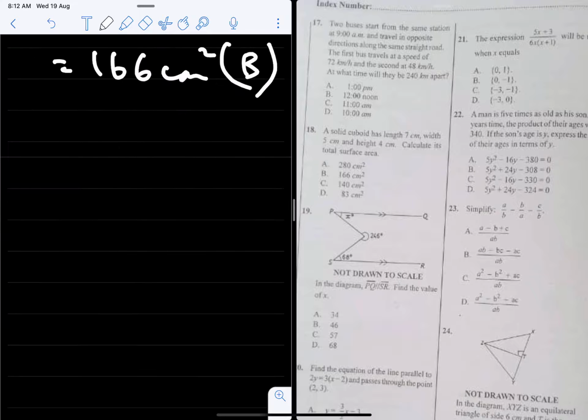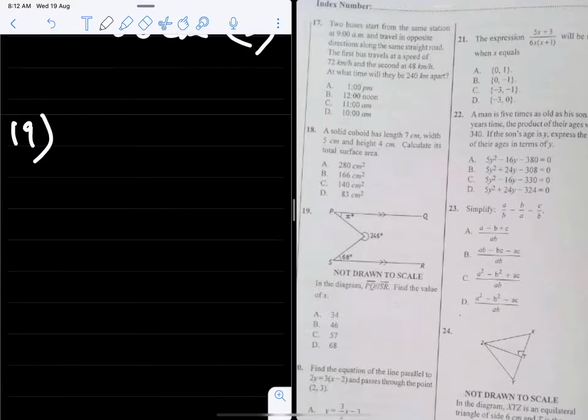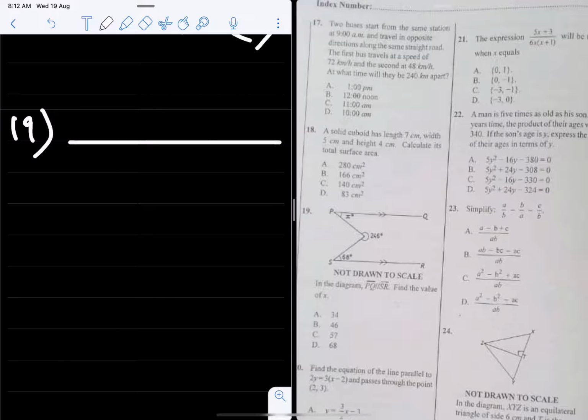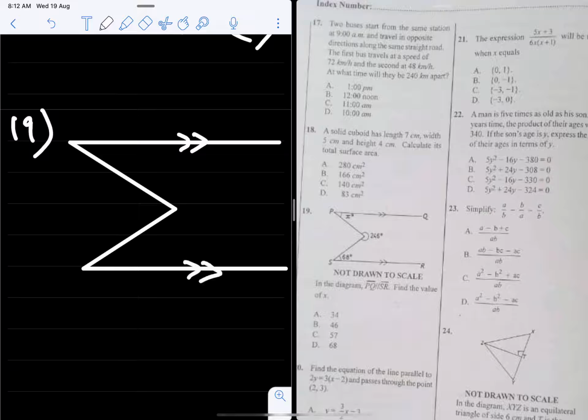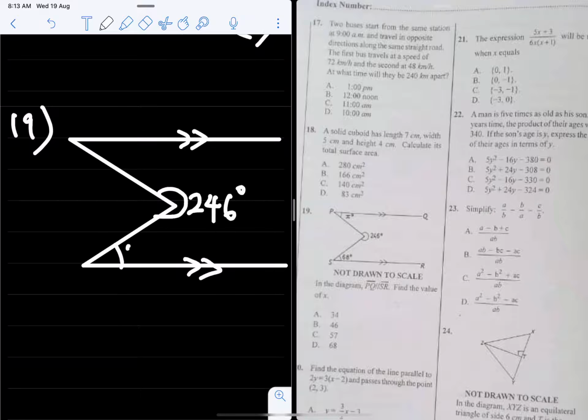Down to the next, number 19. This is supposed to be easy. Geometry is always a piece of cake, no matter how tricky it looks. This is parallel to this. This angle is 246 degrees, while this is 68 degrees. And this is x degrees.